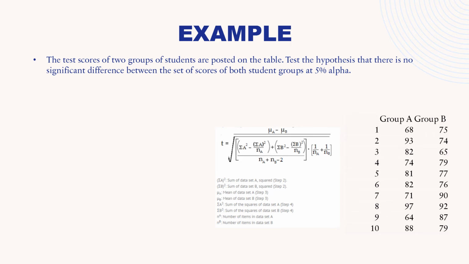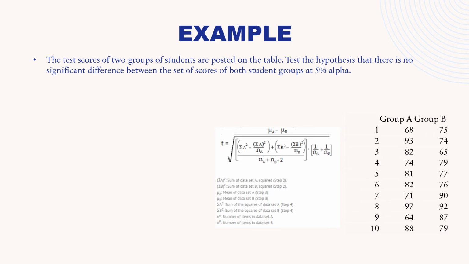Next, let's have an example. The test scores of two groups of students are posted on the table. Test the hypothesis that there is no significant difference between the set of scores of both student groups at 5% alpha. So first, let's analyze the problem.